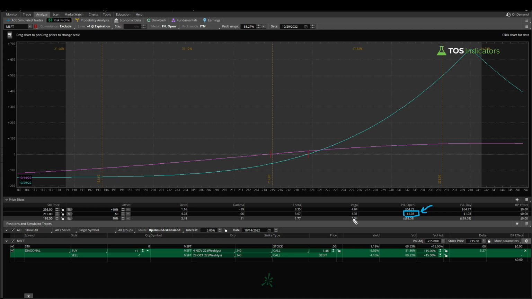It allows us to be long vega. It allows us to have some directional exposure, but mitigate that exposure by selling a call against it.